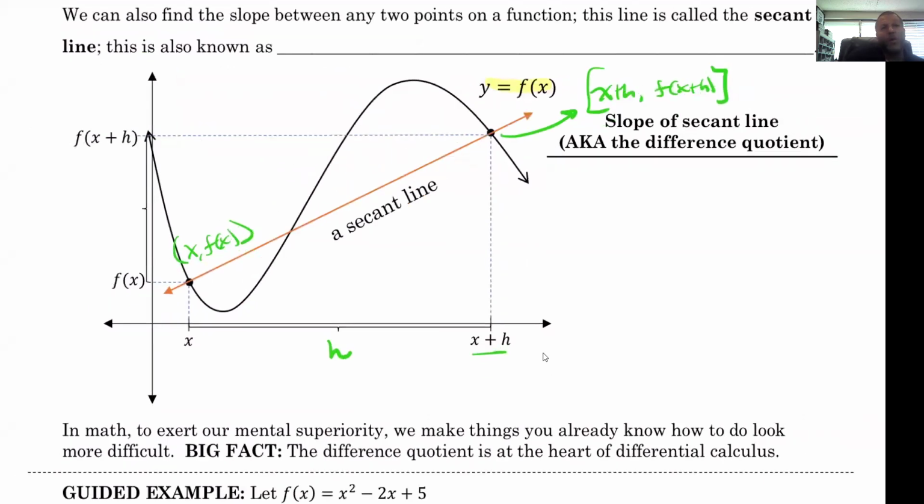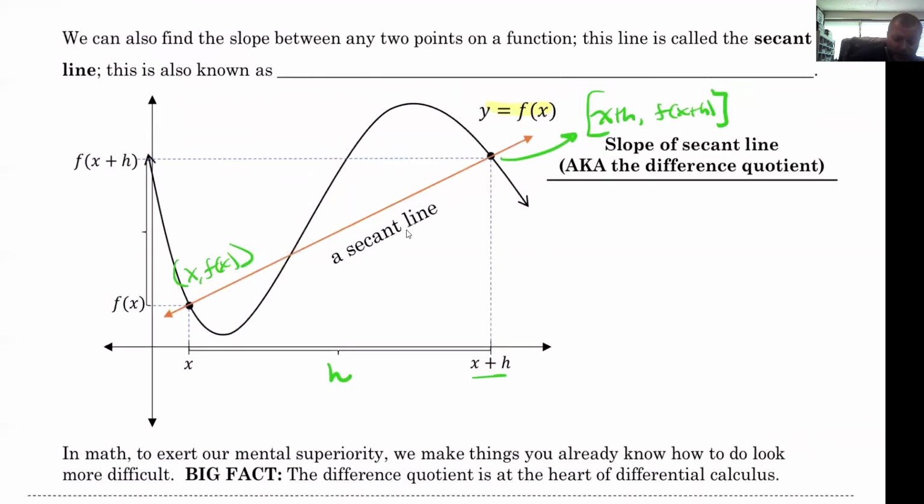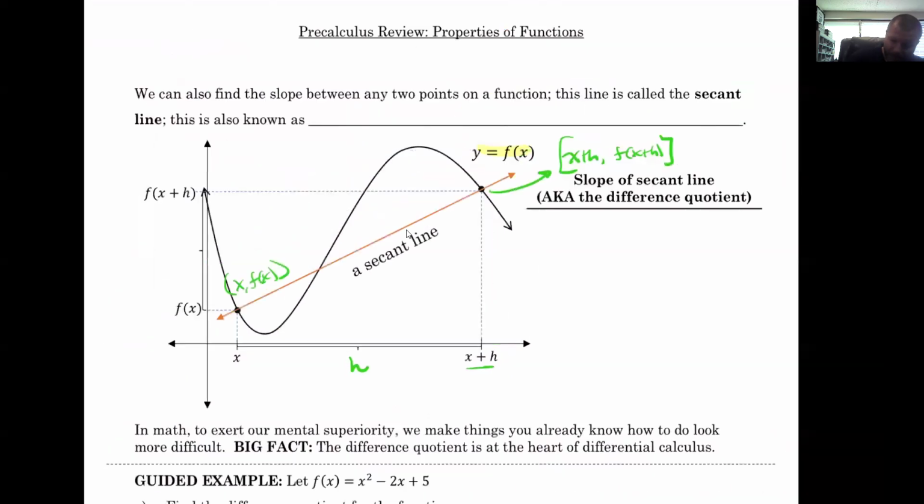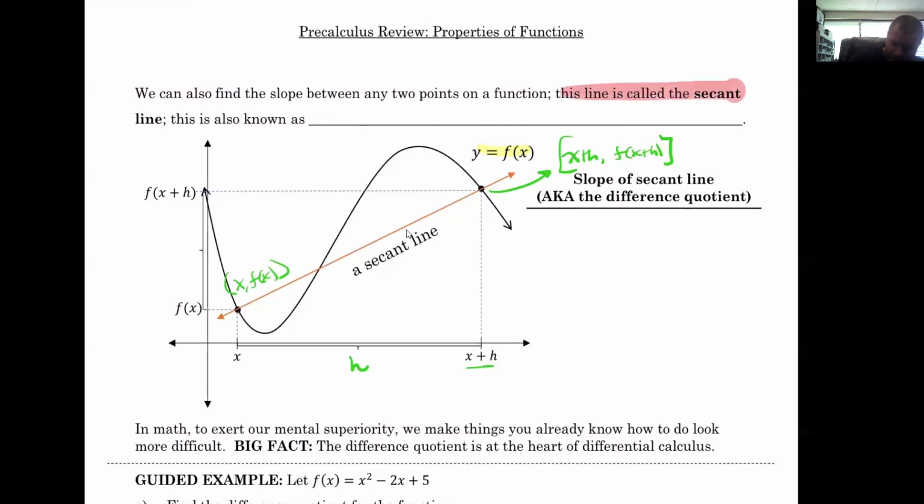All right, so what we can do is say, well, I have 2 points. I can connect them with a straight line. That straight line is what we call a secant line. All right, so this line here is called a secant line.